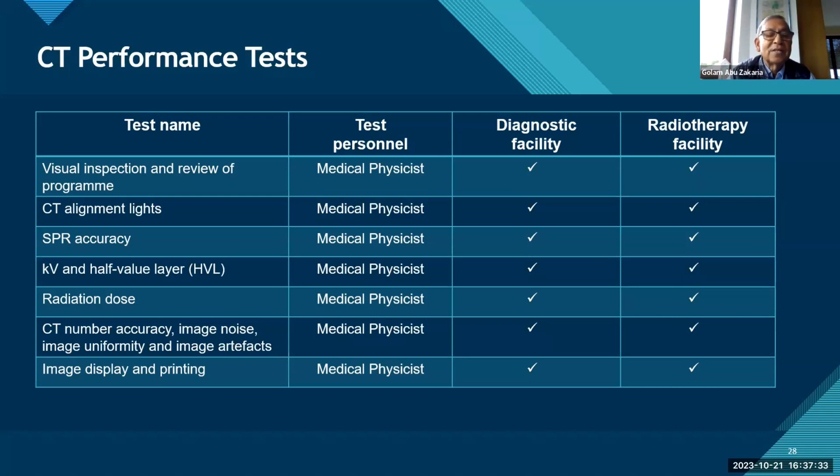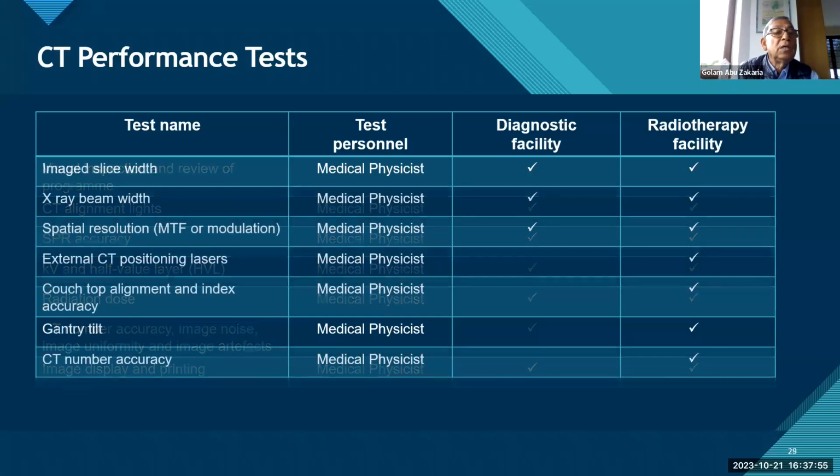When there are artifacts, how they are coming, you should know how they could be removed. Image display and printing, this is also very, very important. The display monitors and everything should also be checked monthly, even annually. Here it continues with medical physics: image slice width, X-ray beam width, spatial resolution, and the modulation transfer function. Yeah, these are very important factors.